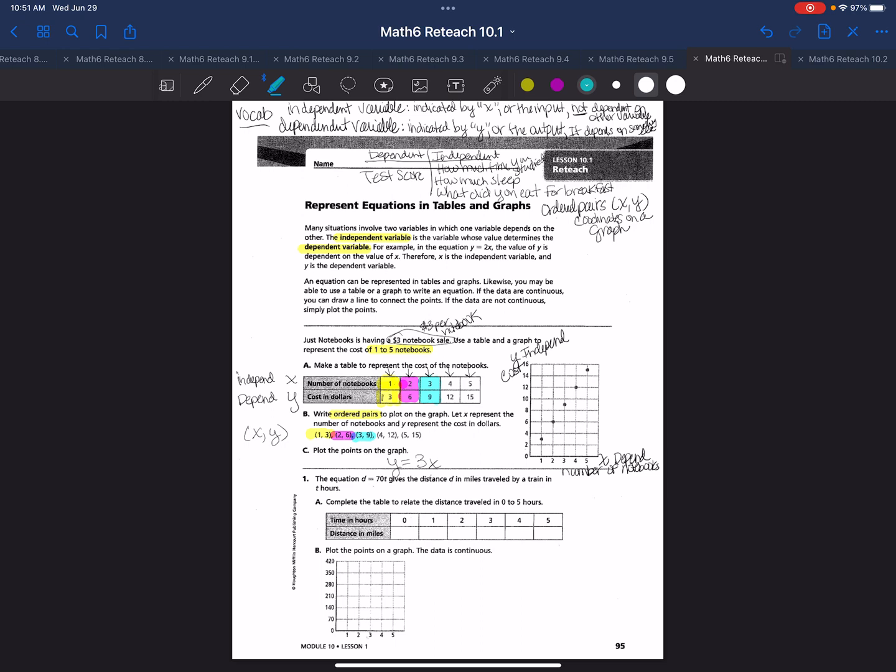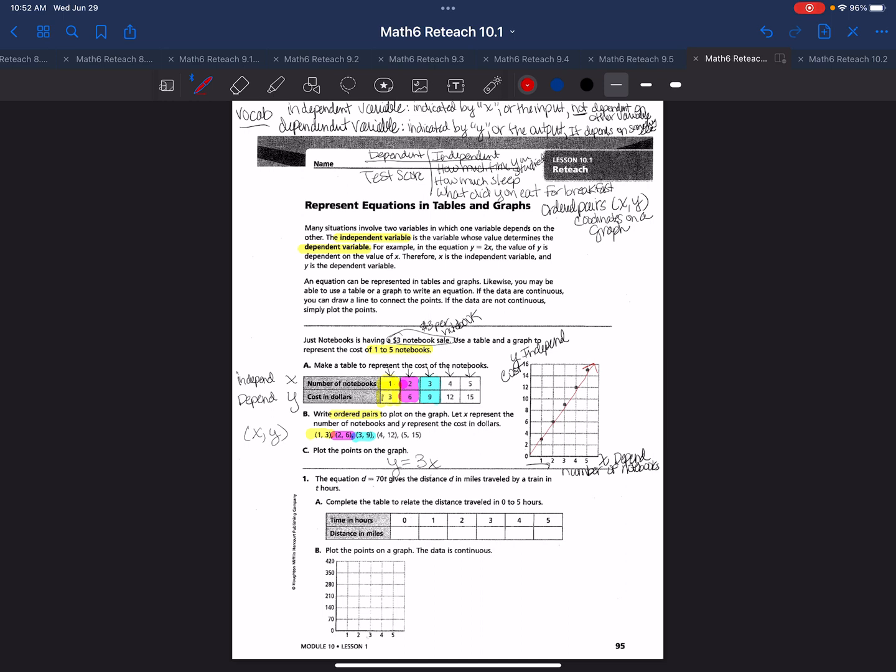Then it says plot the points on the graph. So if we have ordered pair 1, 3, I know that I start at the origin, I go over 1, up 3, I plot a point. And the next one, I go over 2, and then I go up 6. And then so on and so on. And it says, if the data is continuous, you can draw a line to connect the points on the graph. This one's continuous. I don't have a ruler with me right now, but you could draw a line there to connect the points because they're continuous.